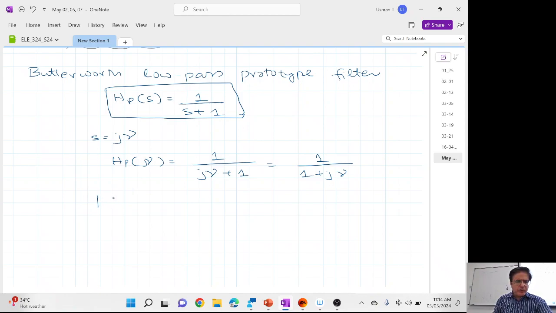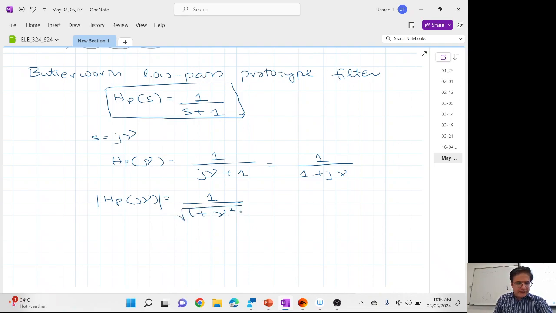By the way, whenever you have something complex in the denominator, the first step is you can rationalize the denominator. That means you multiply and divide by the complex conjugate of the denominator, right? And then you can do the simplification. You will find that its magnitude response looks something like 1 over the square root of 1 plus nu squared, right?